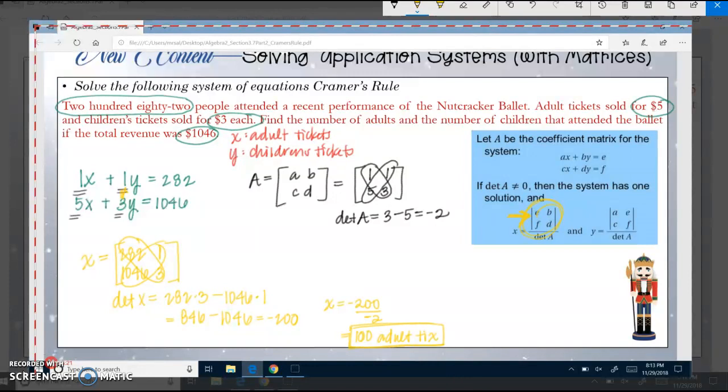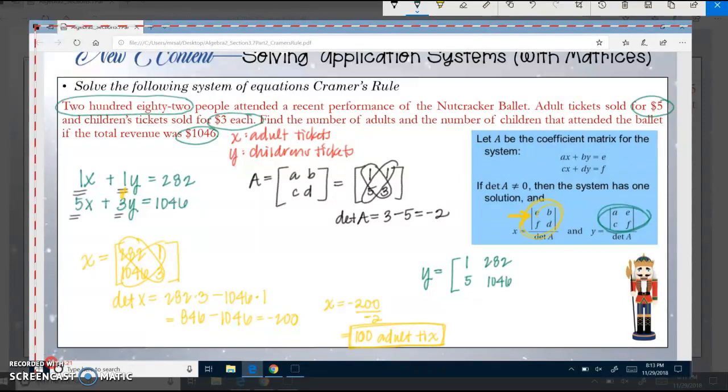Now, one thing that we've talked about, you guys, is after you've solved for a value using one method, you can decide which method is the best to continue working through your operation. So we're going to solve for Y using Cramer's rule, but then we can talk about other possible methods that we could use to get that value as well. So for Y, we have one more matrix we need to set up, and that's the one with A, E, C, and F. So that matches to A is 1, E is 282, C is 5, and then F is still 1046.